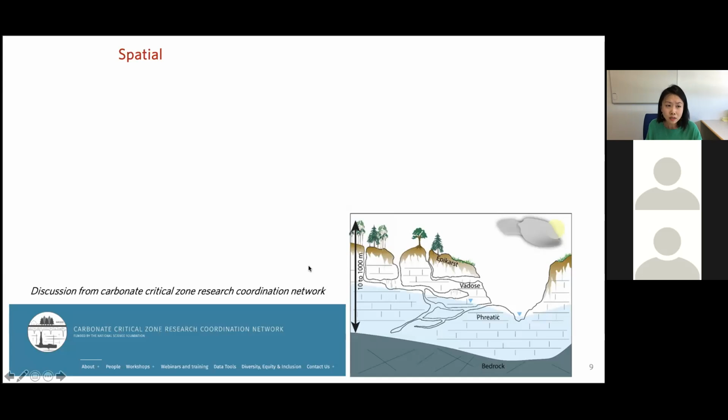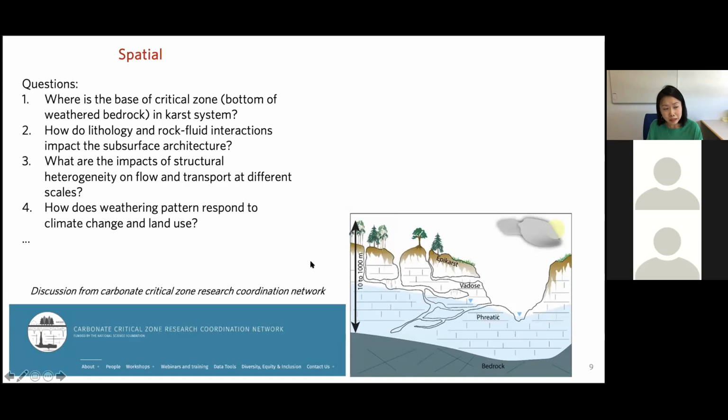To separate them into spatial and temporal scales, for the spatial scale, there are important questions such as where is the base? So where is the boundary of the bottom of weathered bedrock in the karst system? Or questions such as how do lithology and rock-fluid interactions impact subsurface architecture? And what are the impacts of structural heterogeneity on flow and transport at different scales? And how does the weathering pattern respond to climate change and land use?